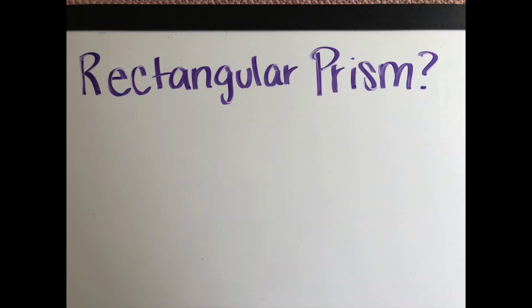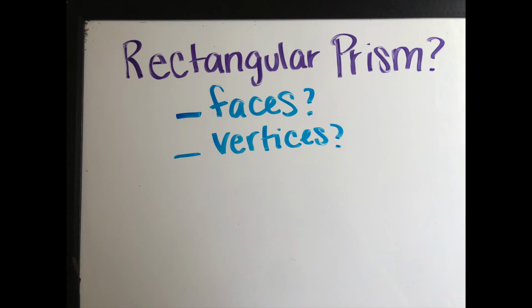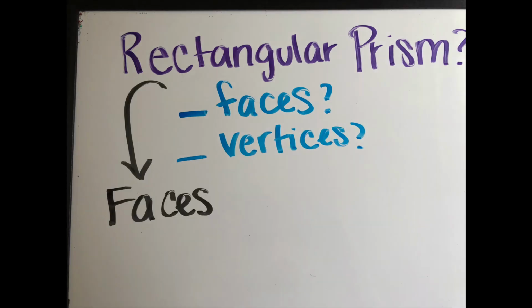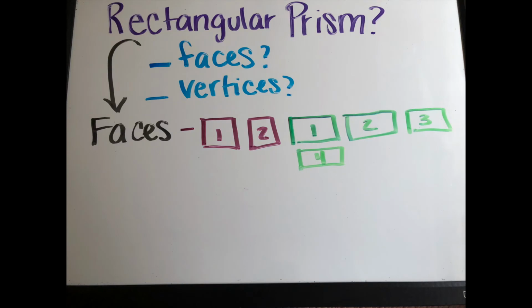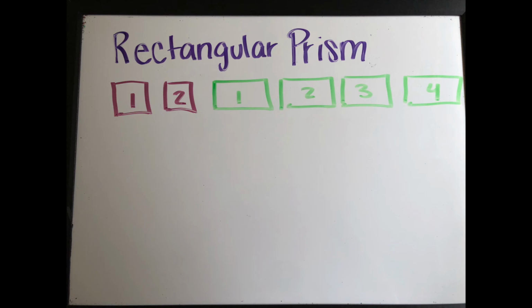What about a rectangular prism? This is a rectangular prism. A rectangular prism is like a 3D rectangle. So how many faces and vertices does a rectangular prism have? Let's talk about faces first. A rectangular prism has 6 faces. 2 of those faces are squares. 4 of those faces are rectangles.